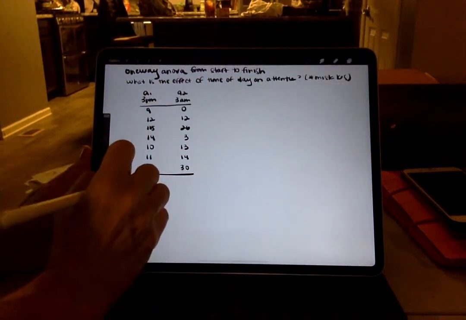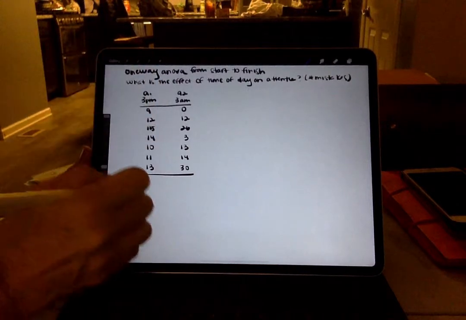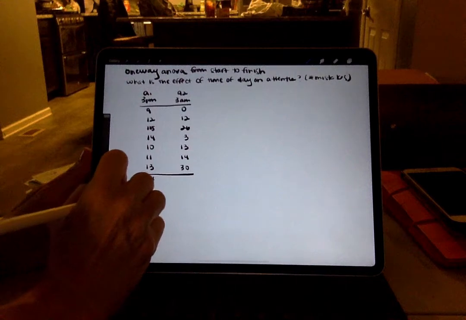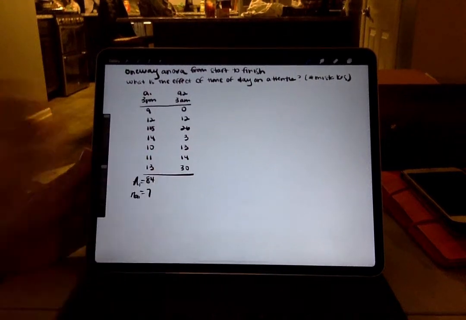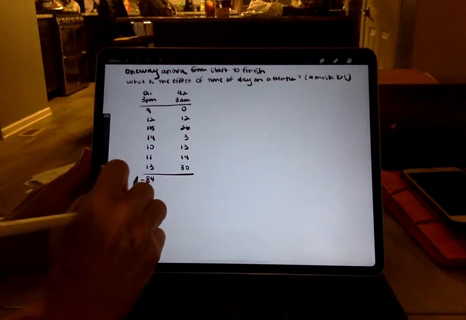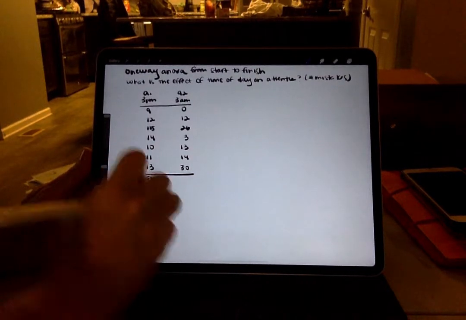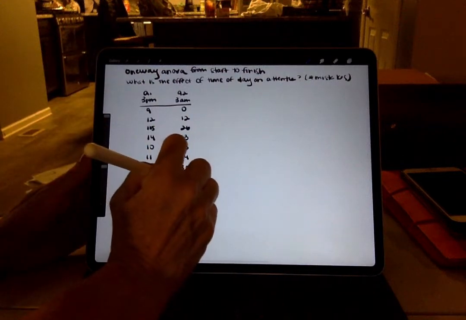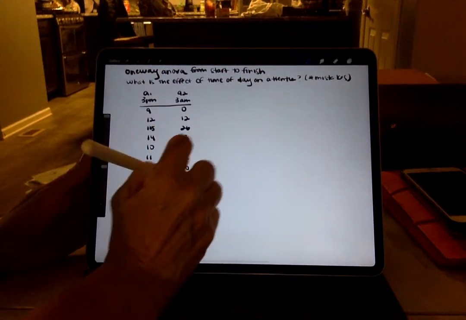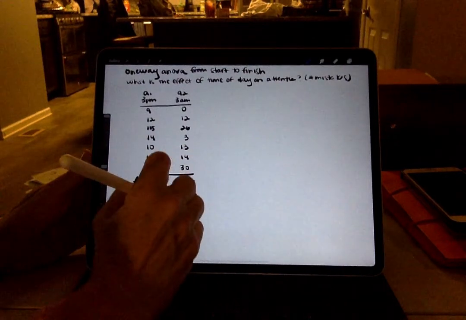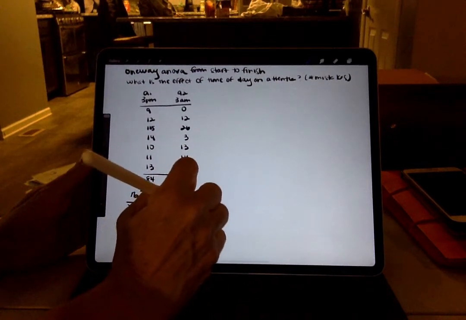All right, so capital A1, which is the sum of this column, capital A1 is 84. NA1 is 7. There's 7 items in this column. And Y bar A1, or the mean, is 12. Moving into the next column, capital A2 is 98. NA2 is 7. And Y bar A2 is 14.